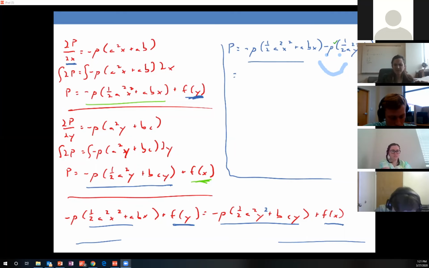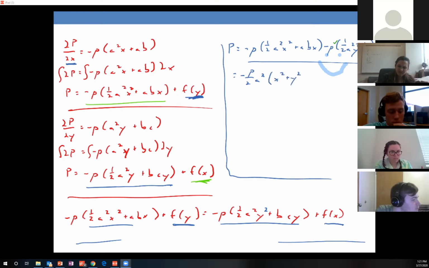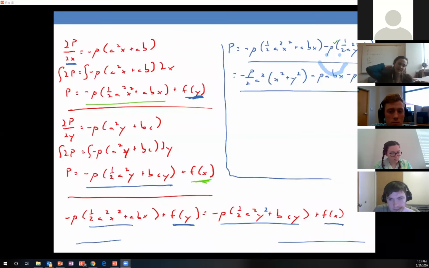Yeah, and then you could simplify it down from there. Like you could say negative rho over 2a squared times x squared plus y squared, plus minus rho a b x minus rho b c y. All of those would work. Point is, we now have pressure as a function of x and y.